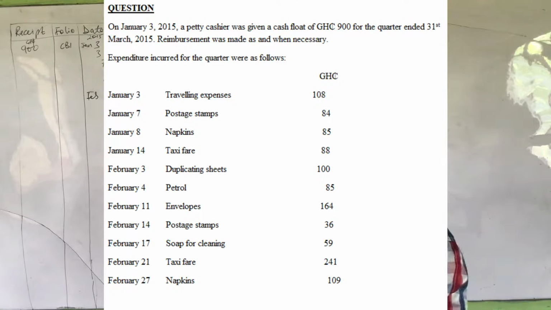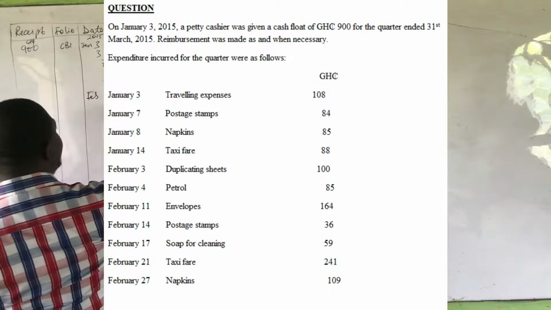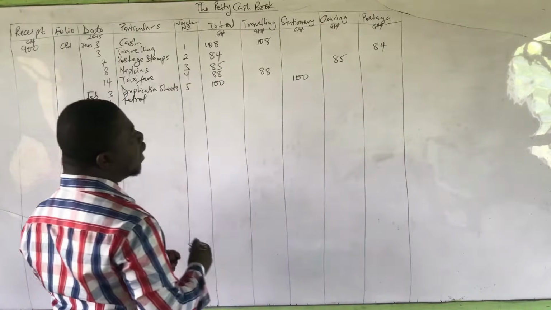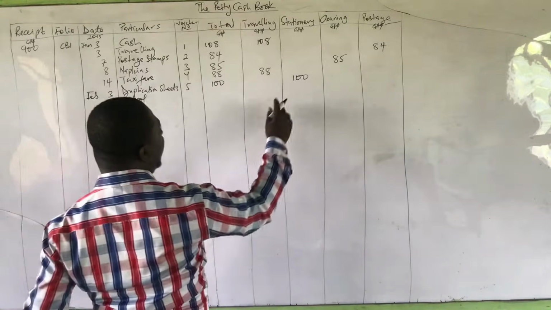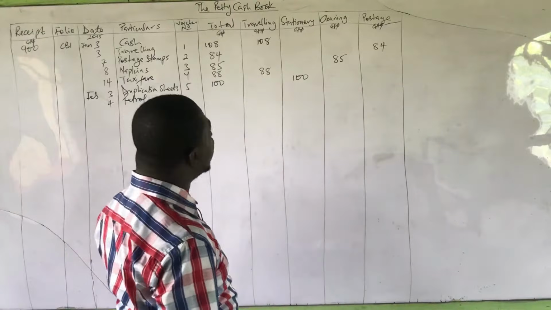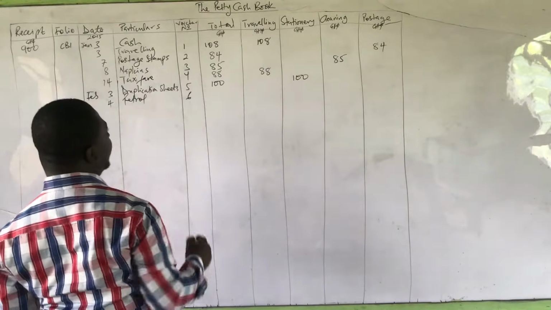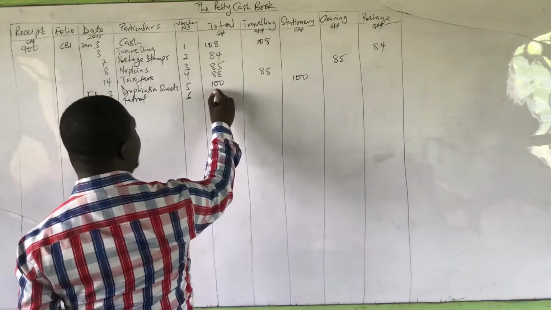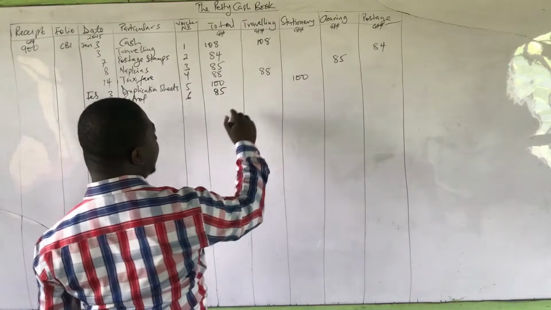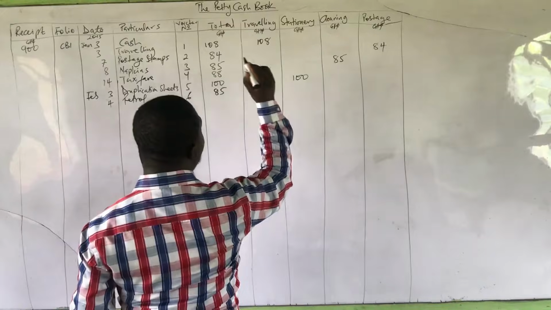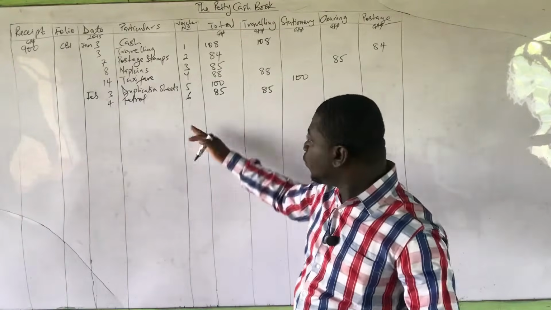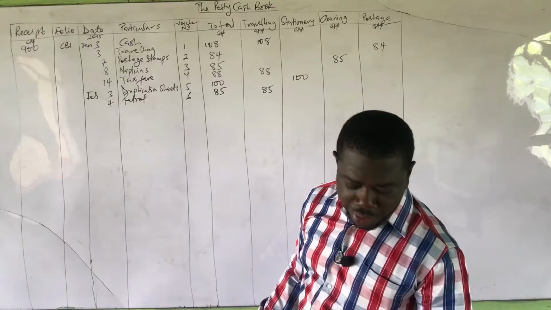February 4th, petrol. We made payment for petrol. Petrol under these 4 headings, the closest it can be under is traveling, because we put petrol in cars and travel. Now, the amount for petrol is 85 Ghana cedis. So we extend that to traveling, 85. And then we continue. We still have some amount to spend, don't worry.